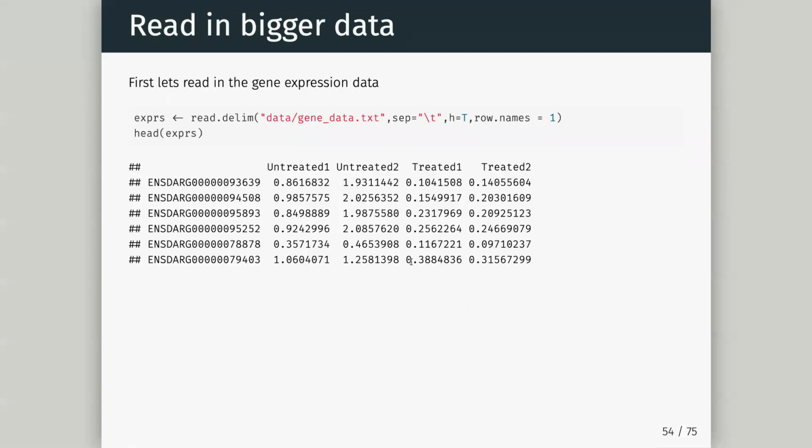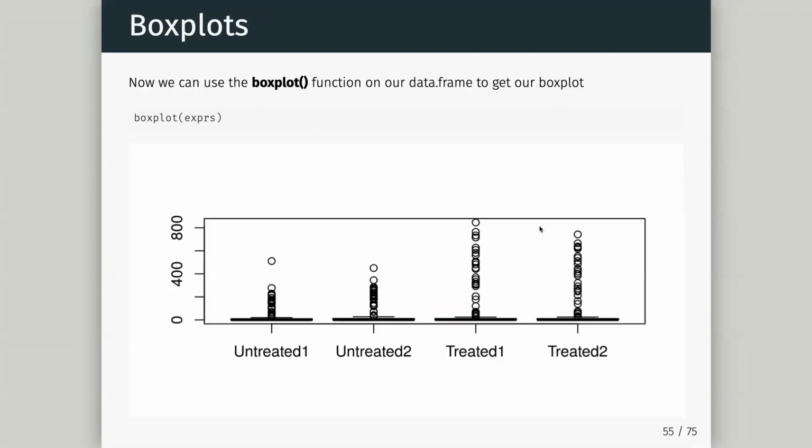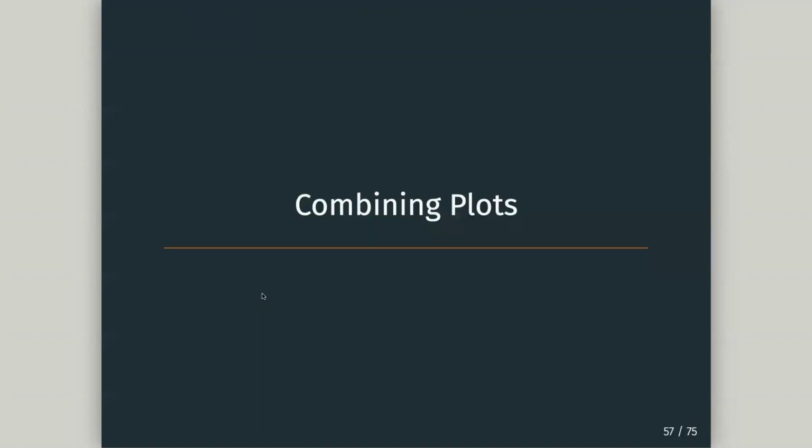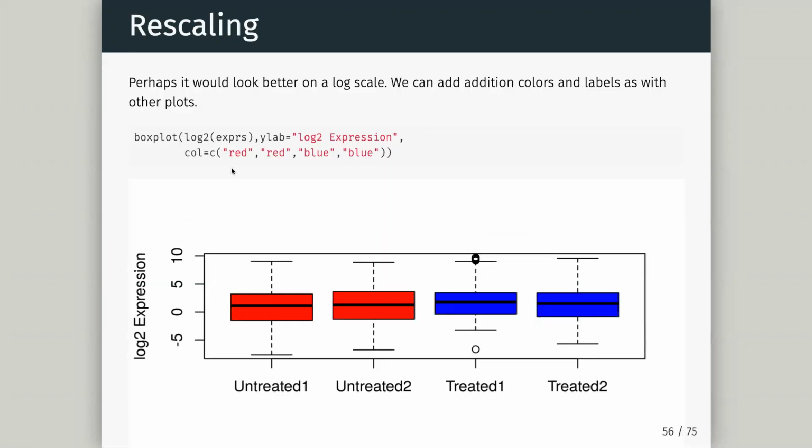But we can just give a matrix or a data frame here. As long as it's all numeric values, we can just pass that to boxplot. The columns will be separate boxes, and the columns contain the distribution of values for all the rows. We can also set colors here. So col, and just set red, red, blue, blue.